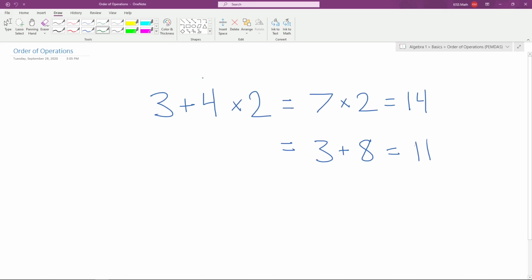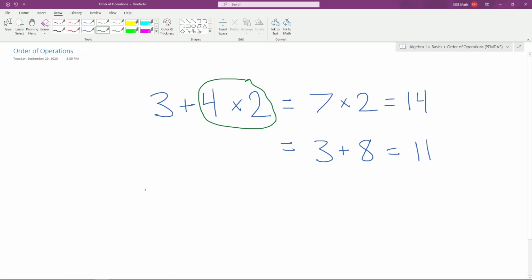So back to our example, since we know that multiplication or division comes before addition or subtraction, we would have to do this piece first here, and then add, which is what we did down here, right? So we did 4 times 2, which is 8, then add the 3 to get 11.